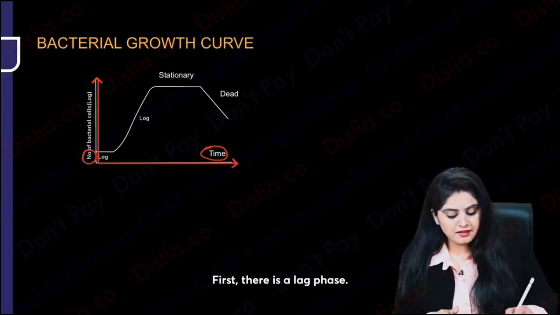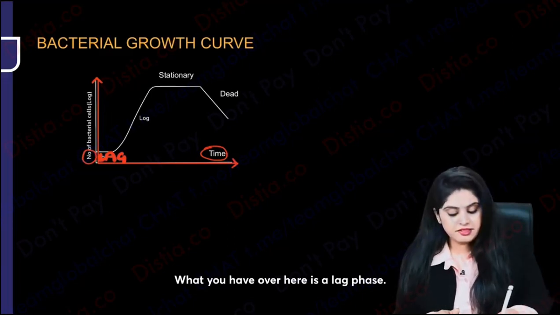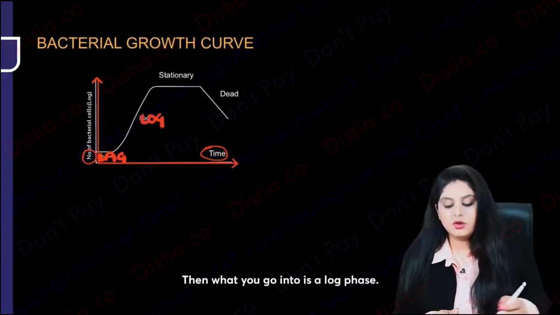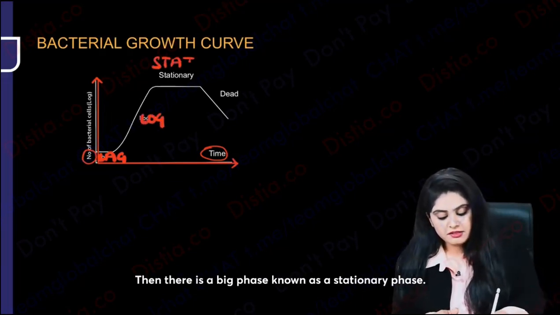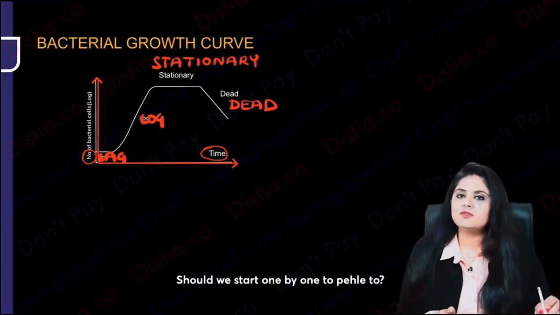First, there is a lag phase. So we'll write it in an enlarged manner. What you have over here is a lag phase. Then you go into a log phase. Then there is a big phase known as the stationary phase. And finally, the cells have started dying. So there is a death phase. Should we start one by one?